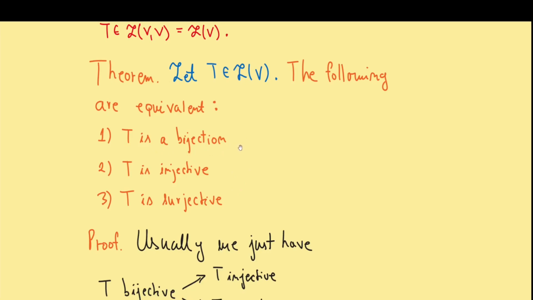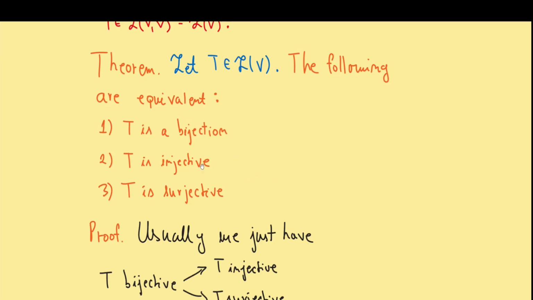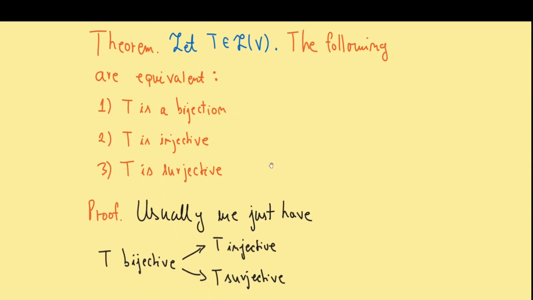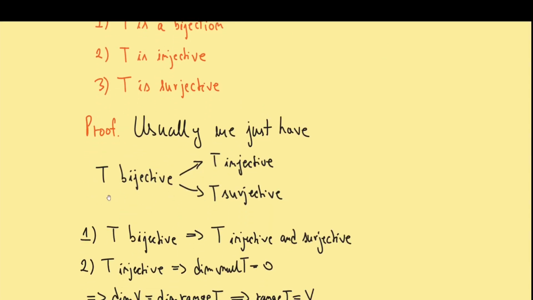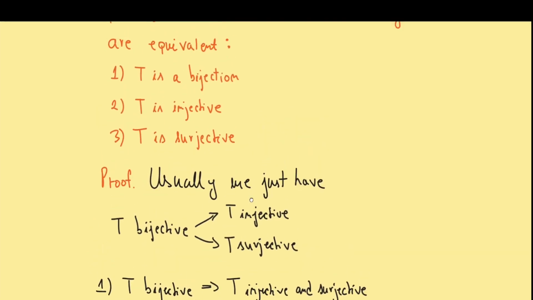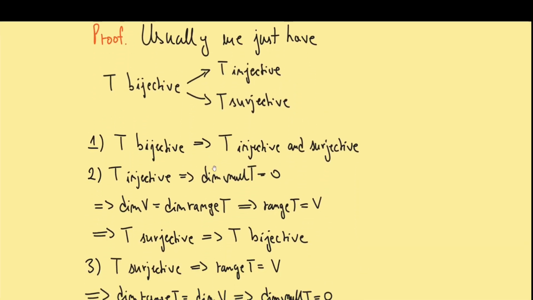So if T is a bijection, well then obviously T is injective and T is surjective. But for example, if T is injective, then it also follows right away that T is surjective, meaning that T is a bijection. So just from having one of these, we get a stronger property, bijection. Usually we just have that if some mapping is bijective, well then it follows that it's injective and surjective. But for example, if T is injective, it doesn't have to follow that T is a bijection. It doesn't have to be surjective. So usually this is the case. But here, for linear operators, we have the following.